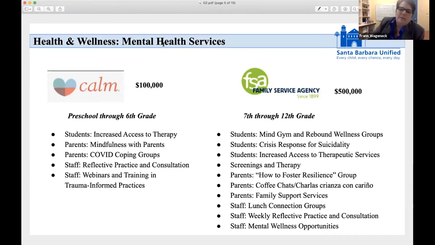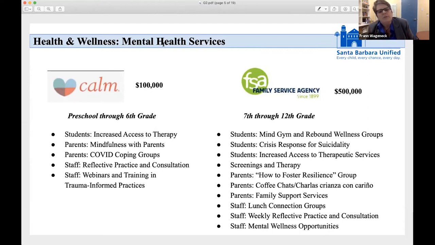And then finally, FSA is going to be holding what's called reflective practice with any staff members who want that. And that's an opportunity for staff to talk through how their relationships with students are going, how that's impacting their instruction, but also how they are doing and how they're taking care of themselves. And then also mental wellness opportunities for staff, be it individual or group counseling. So that's Family Service for our secondary.